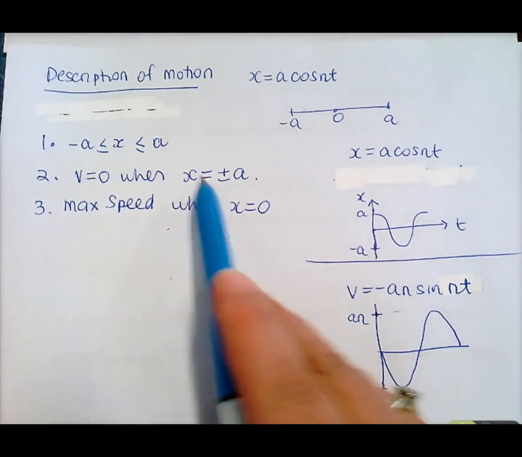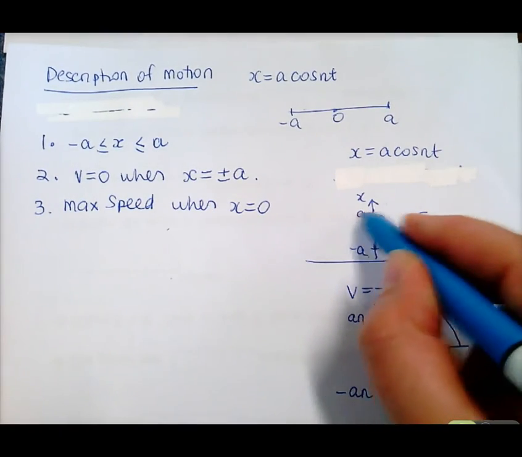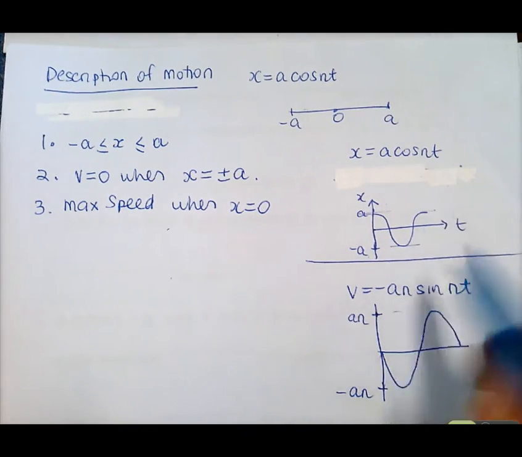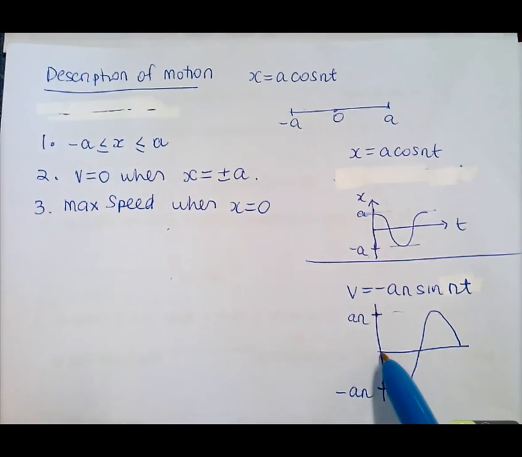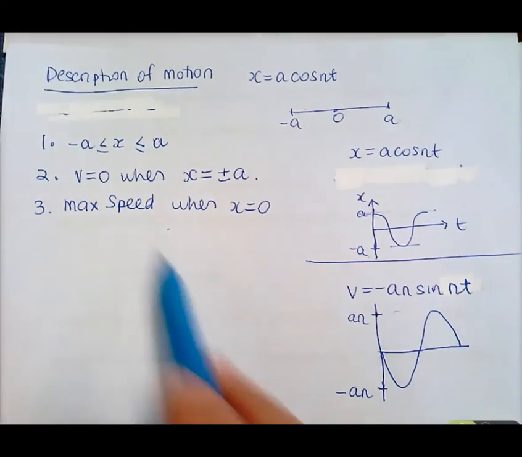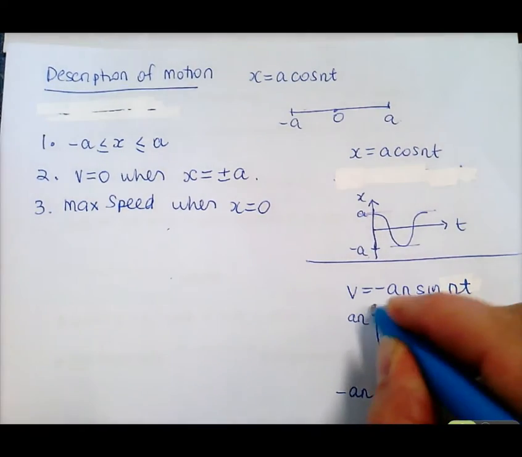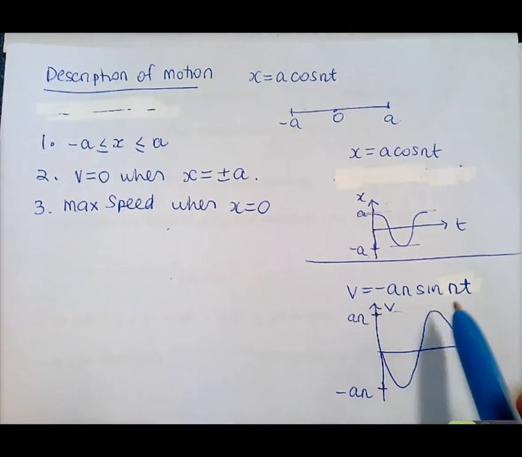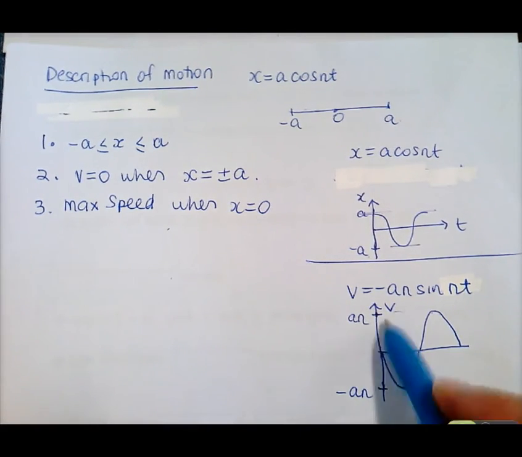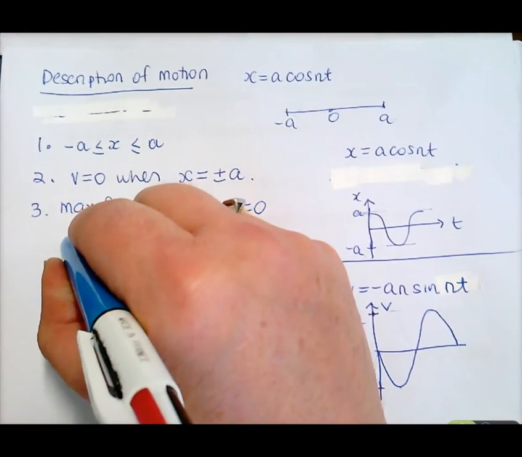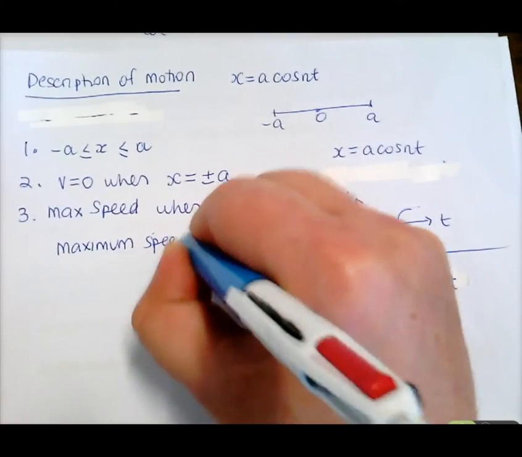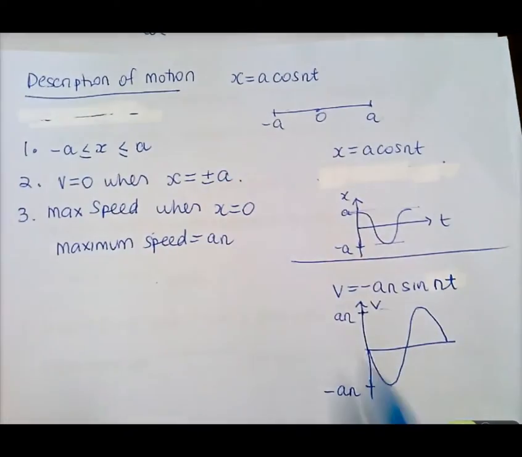Velocity is 0, and you can tell by the gradient that when you're at a and negative a, velocity is 0, but you can see it down here as well. Velocity 0 on the ends. Maximum speed, look at the velocity graph. It's saying not maximum velocity, maximum speed, so we look at that position and that position. It's the amplitude. So therefore, maximum speed is AN. Are we okay with that?